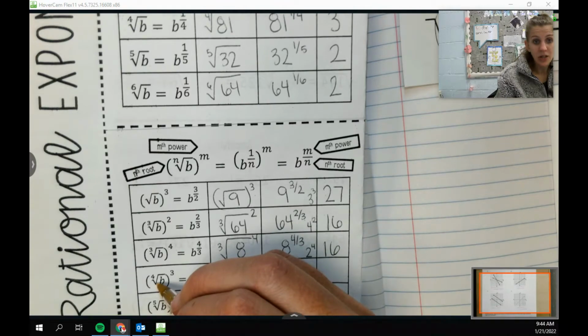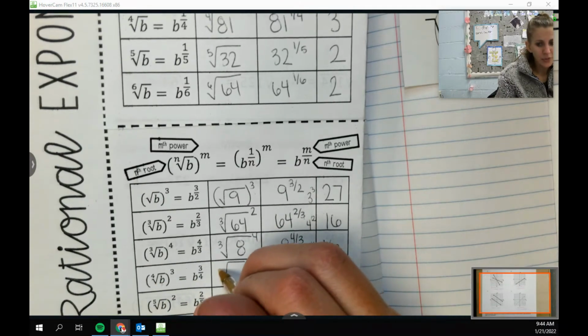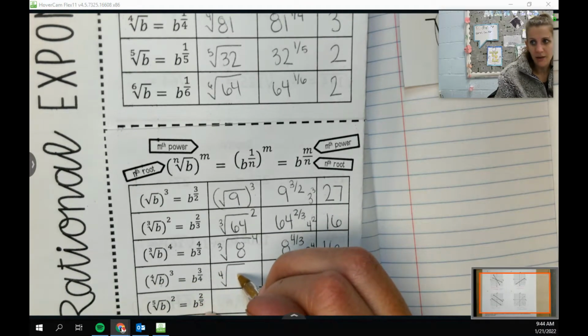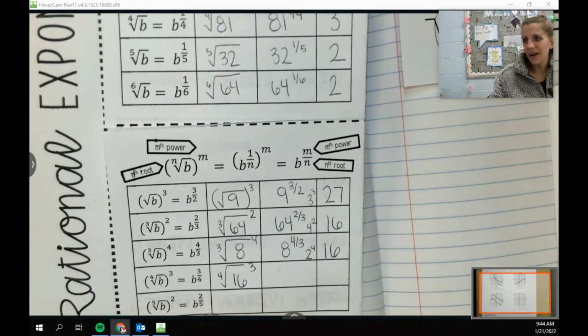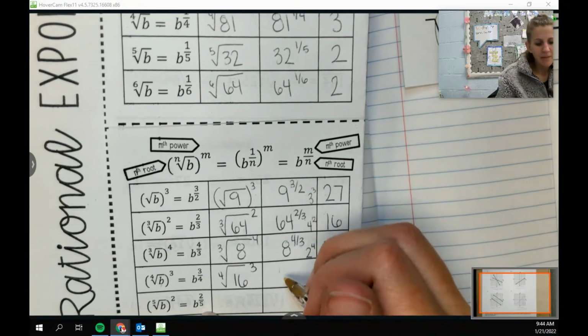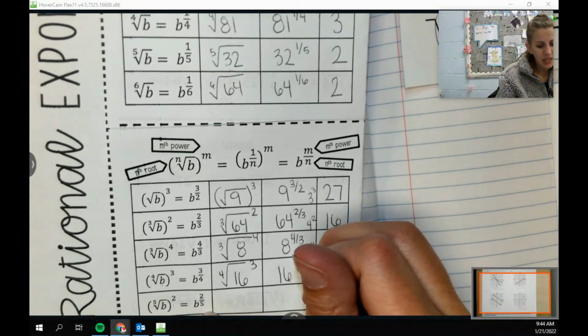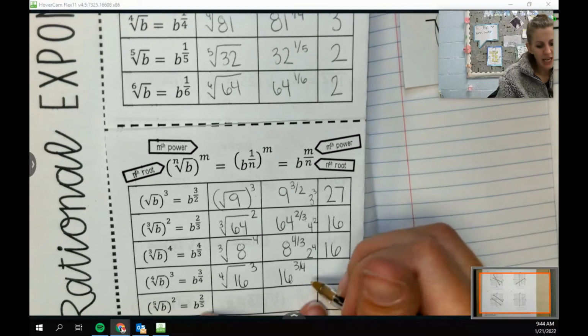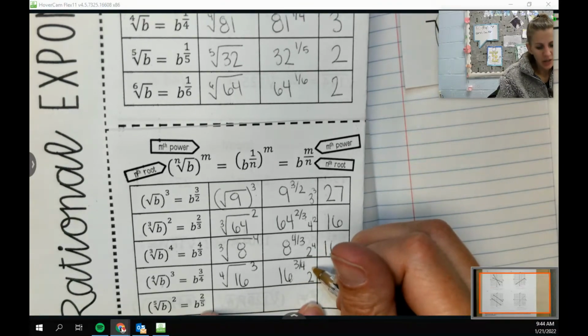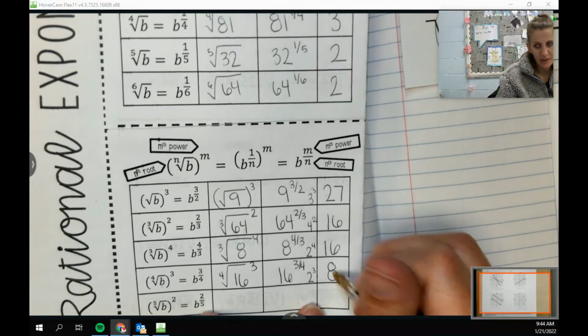We could do it here with a larger root. So if we had the 4th root of 16 to the 3rd power, I could also write that as 16 to the 3/4 power. So we're taking the 4th root of 16, which I can, that's 2 to the 3rd, which is 8.